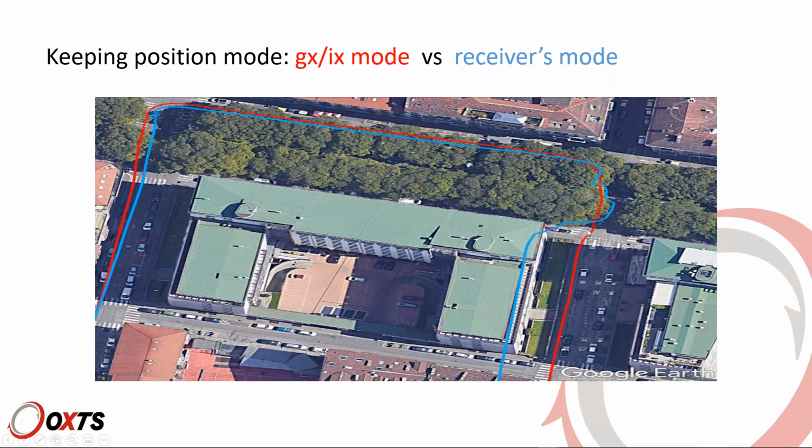Again, the GXIX solution has been on track all along, even in between buildings in an urban canyon with fewer than 4 satellites available.